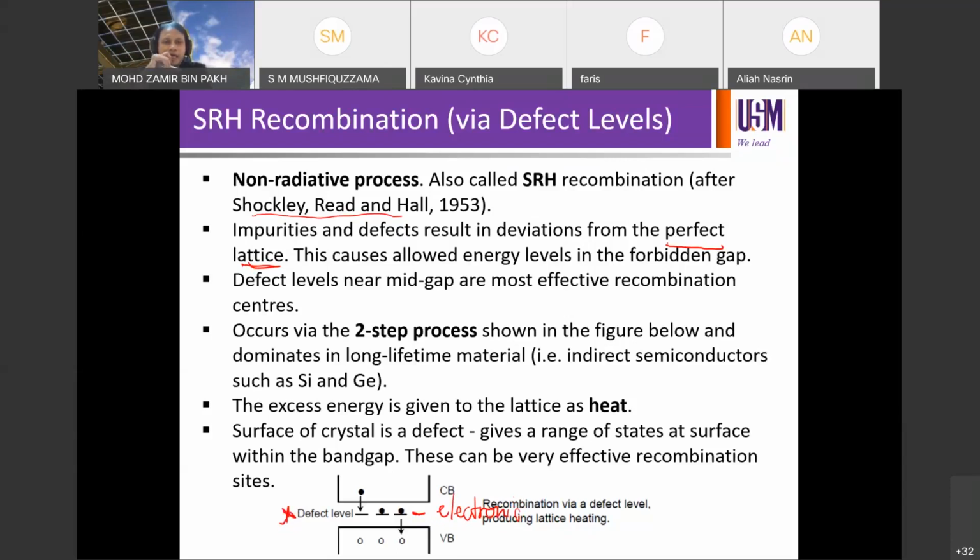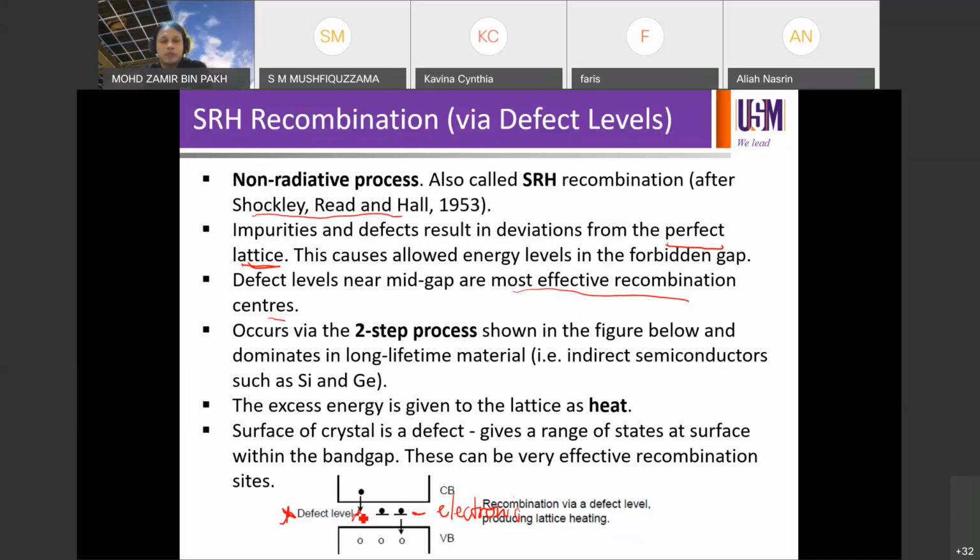Defects near mid-gap are the most effective recombination centers. We discussed last time that some defects are shallow in nature. Shallow here means the electronic states or energy level is near either the conduction band edge or the valence band edge. These are called shallow trap states. On the other hand, you can also have deep level defects which appear close to the middle of the band gap, just like what we see here, somewhere near the middle of the band gap. In this case, they are effective recombination centers for our carriers.